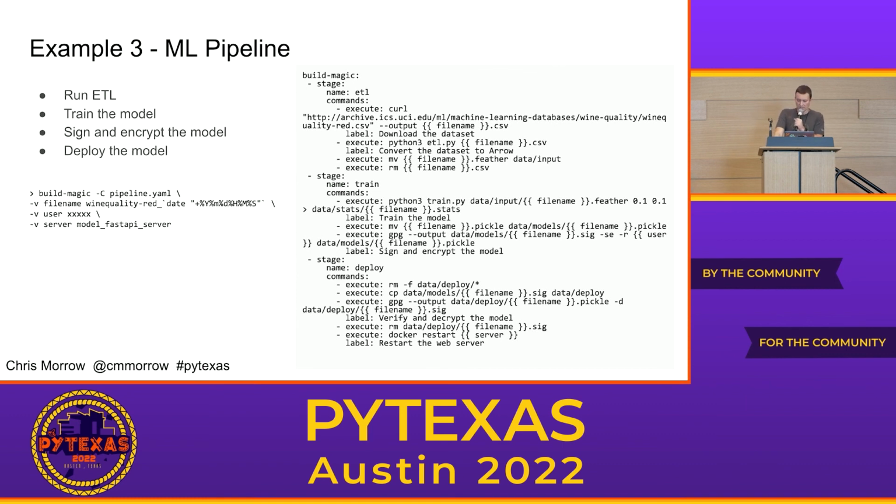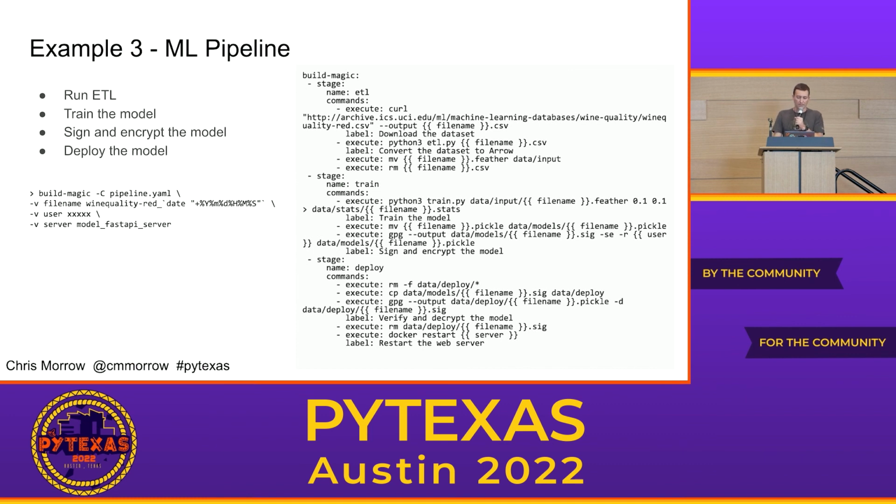Then in the last stage here, I'm removing the existing model and then copying over the new one. I verify it and decrypt it, and then restart my server. My web server is just a FastAPI server that is also running scikit-learn and serves up my model. So, nice and easy, and I've separated the concerns of everybody involved along the way.